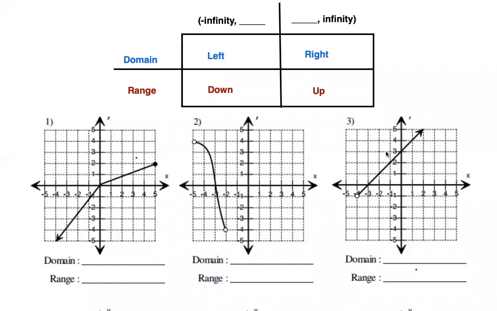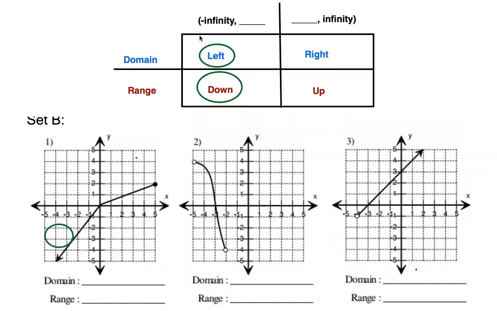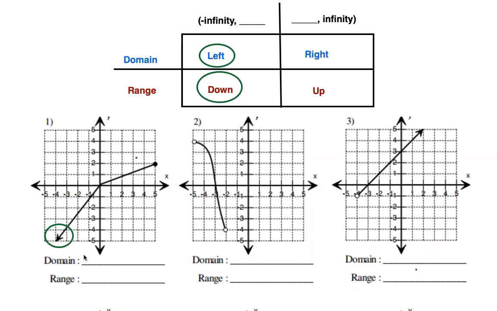In this video, we're going to be looking at domain and range for set B of your homework assignment. Looking at question 1, as always, I want to start by determining the location of that arrow, what direction it's moving in. So currently it is moving to the left, and it's also moving down. What this means is I'm going to have a negative infinity in both my domain and my range.